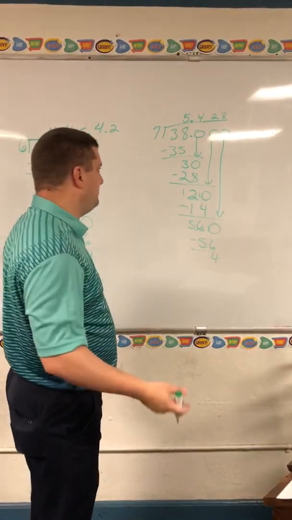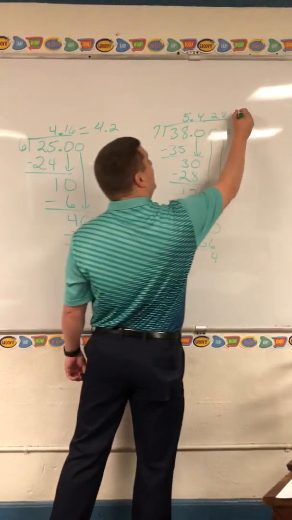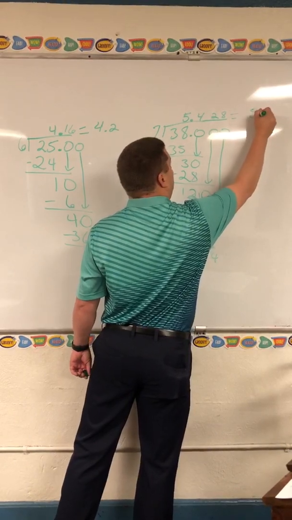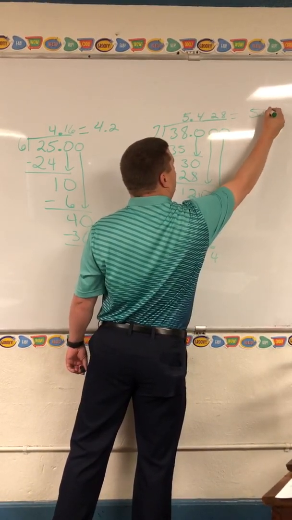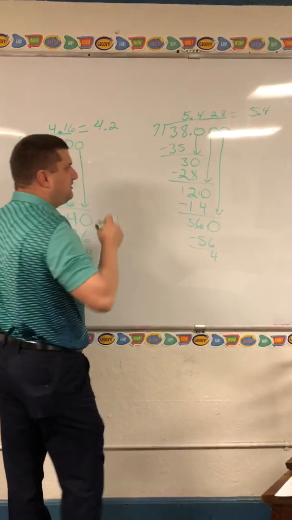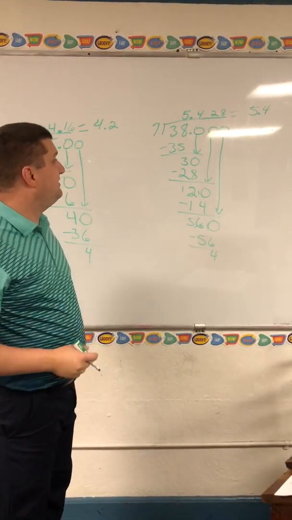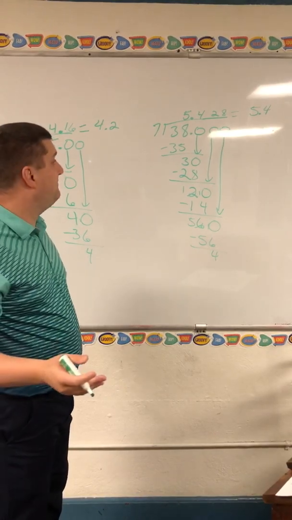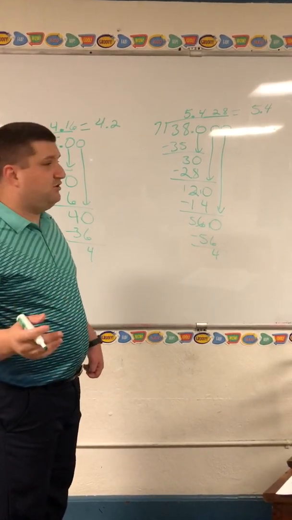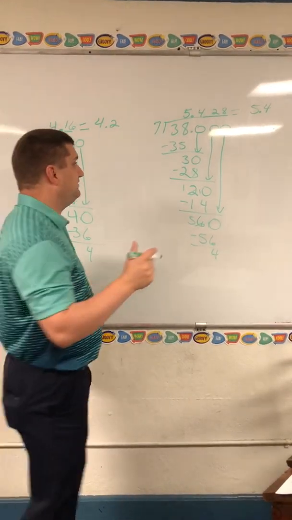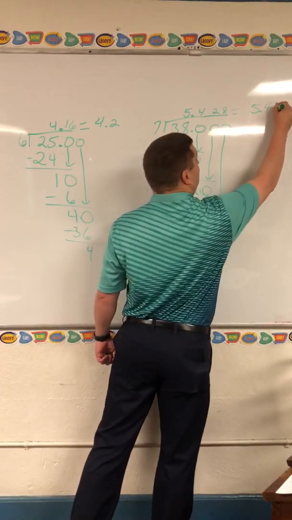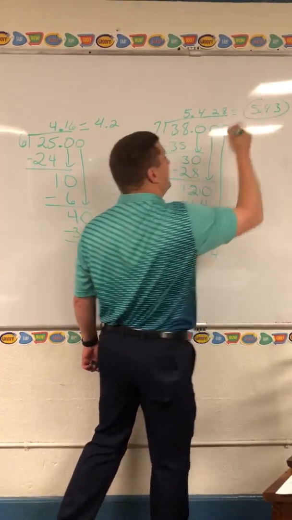It says to round off to the nearest hundredth. So you can go ahead and write a 5. You can go ahead and do your decimal. You can go ahead and put a 4. But you're rounding off to the nearest hundredth. Your 2's in the hundredths place. Right of that 2 is an 8. 8 is more than 4. So that 2 goes up to a 3. So your answer is 5.43.